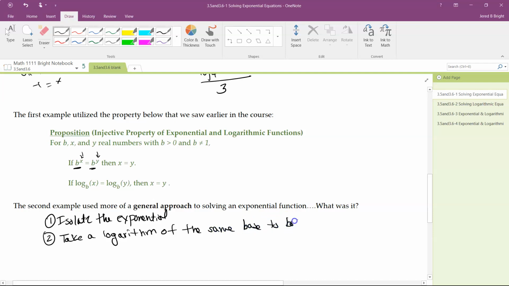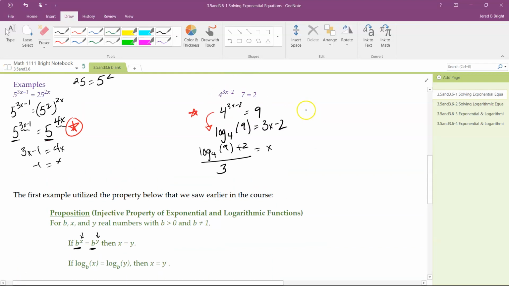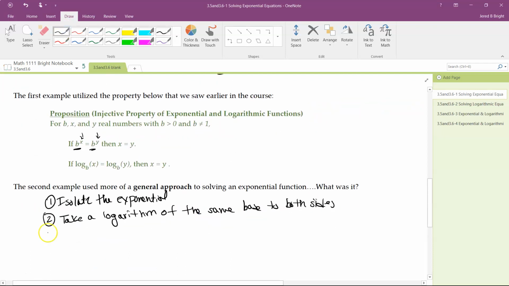Now, if I were to do that up top, I'll show you that. What I would end up doing is something like a natural log of both sides. So it'd be natural log of 4 to the 3x minus 2 is equal to natural log of 9. I could do common log, whatever. I could also happen to choose log base 4. That would be fine as well. And then next, after this, we would likely have to use the power property.